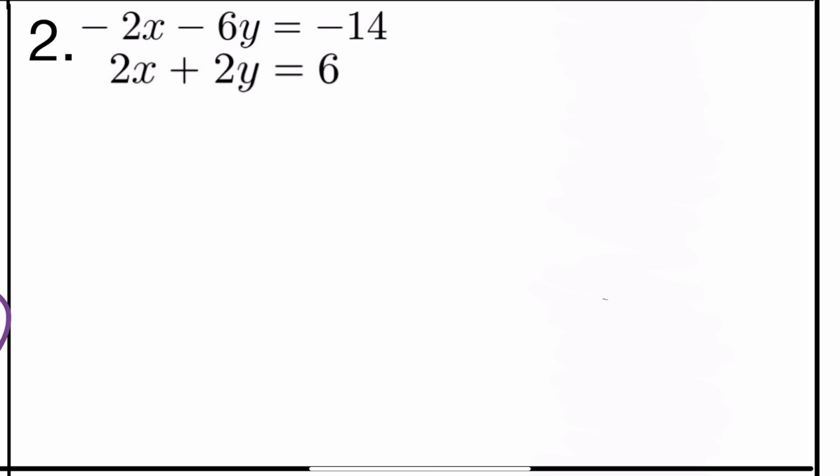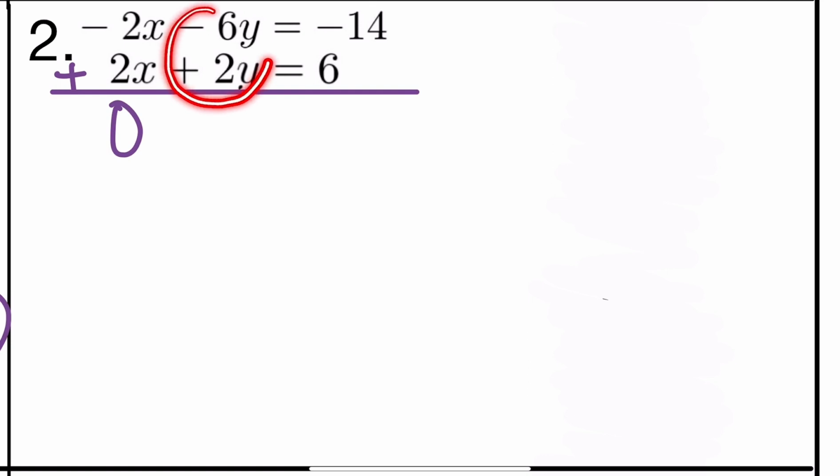So let's set this up for step number 2, which is elimination. We're just going to add these two together. We got a negative 2 plus 2, that's going to be a 0. Then we got a negative 6 plus 2, that's going to be a negative 4y, equals a negative 14 plus 6. What do you think? A negative 8.